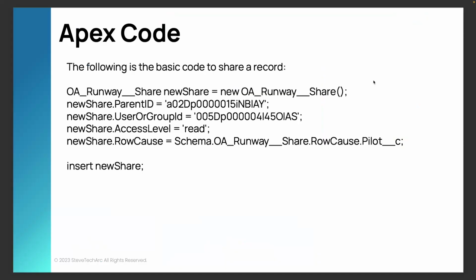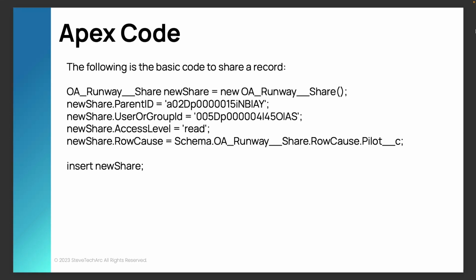Now, in order to grant access, you need these handful of lines of code. You need to create a new share. You need to choose the parent, the record that you're sharing. You need to choose the user you're going to grant access to, and then you need to give the proper row cause, which is the sharing reason. And you'll see that I'm using the schema, hitting the object, doing the row cause, and notice I put the __c, and doing the insert. So we're going to walk through this code.